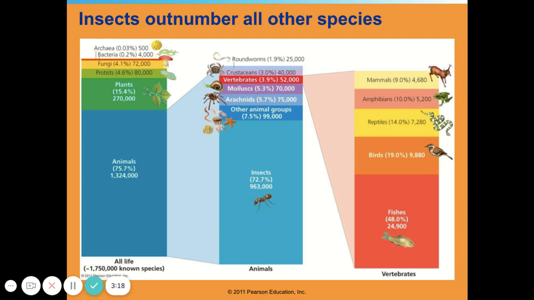Here's another great visualization showing the diversity of species and highlighting how insects basically rule the world. They're shown here in blue, representing 72.7% of all animals. If we pull out just the vertebrates, we can see that fish rule. They dominate with 48%.